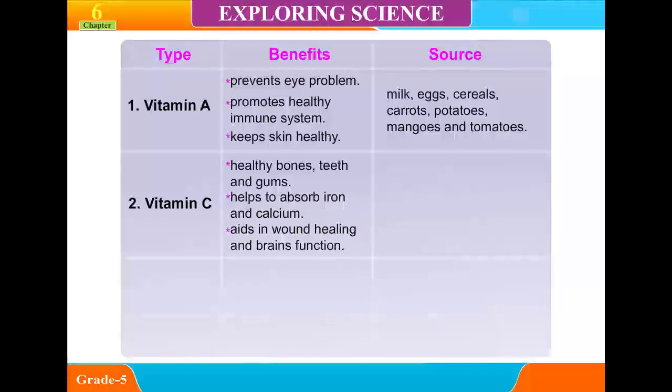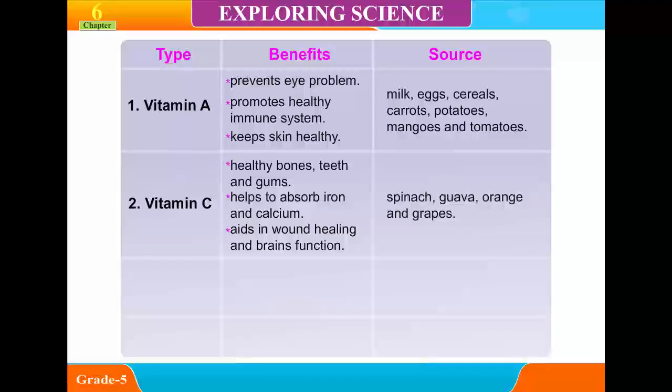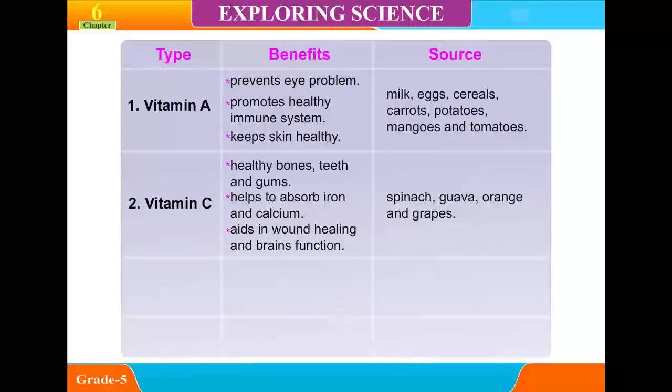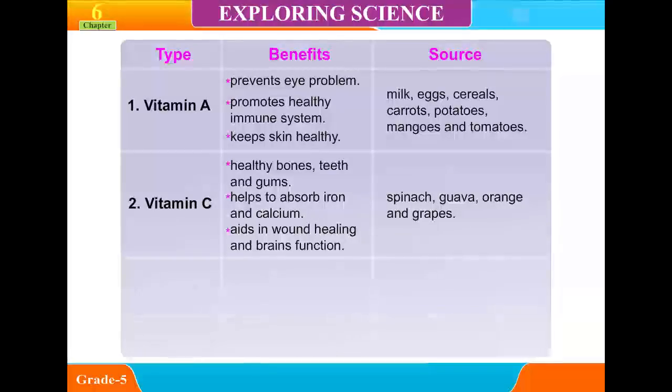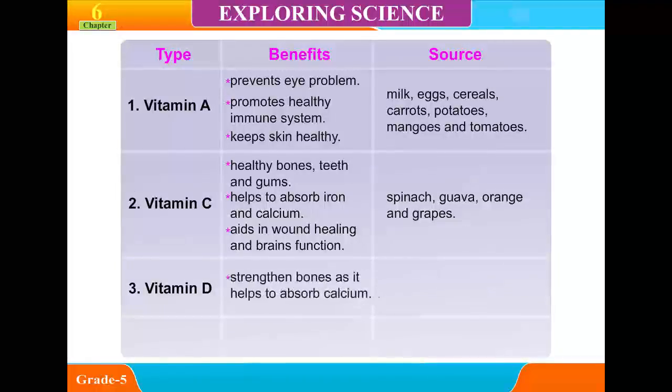Type 2. Vitamin C. Benefits: healthy bones, teeth and gums, helps to absorb iron and calcium, aids in wound healing and brain function. Source: spinach, guava, orange and grapes. Type 3. Vitamin D.